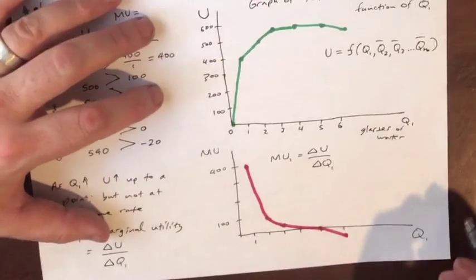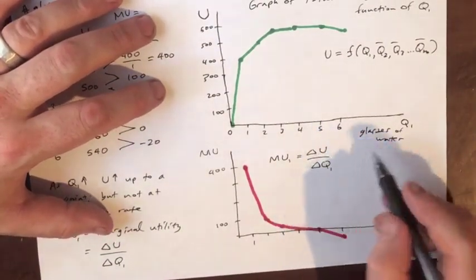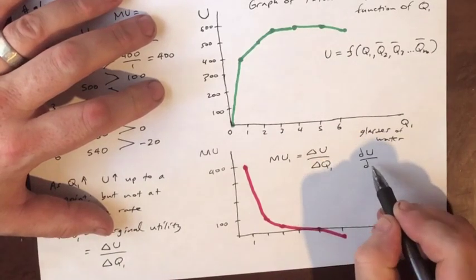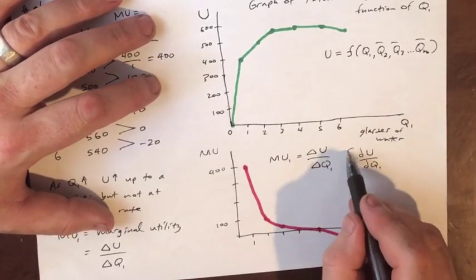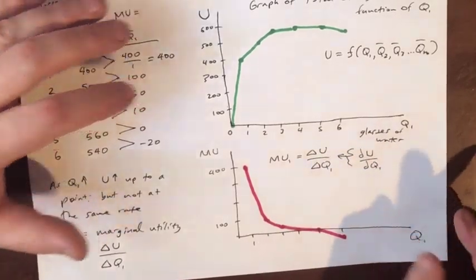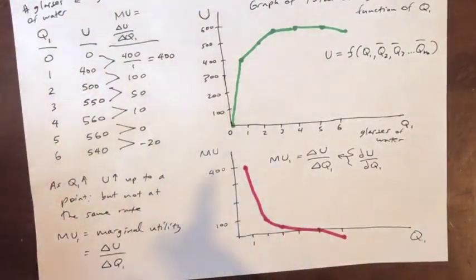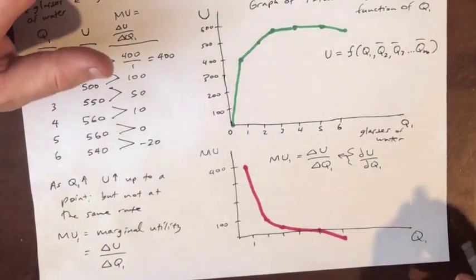For those of you who have taken calculus, this is actually not really a delta. It's the partial derivative of the utility function with respect to just one variable, the quantity of good 1. We're just using a delta to keep it simpler. We don't require calculus for this course. So if you know what those symbols are, that's fine. If not, that's okay as well.